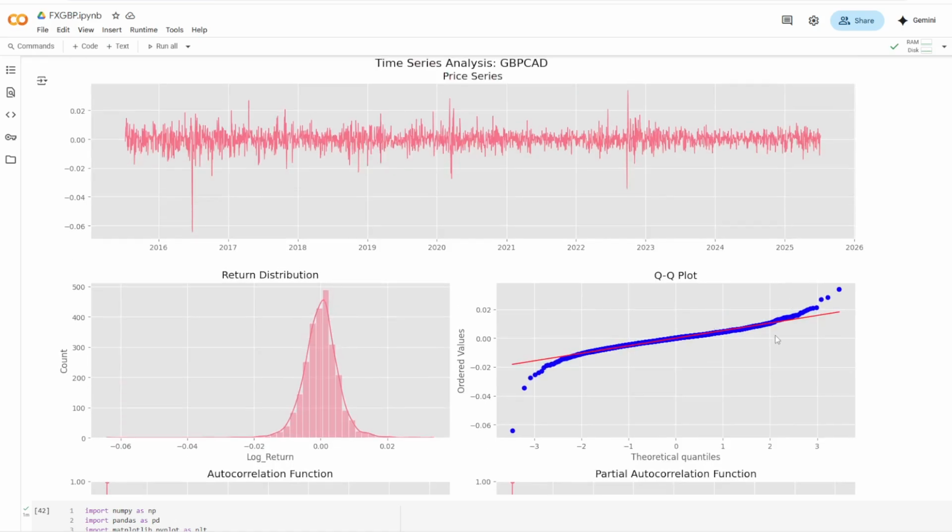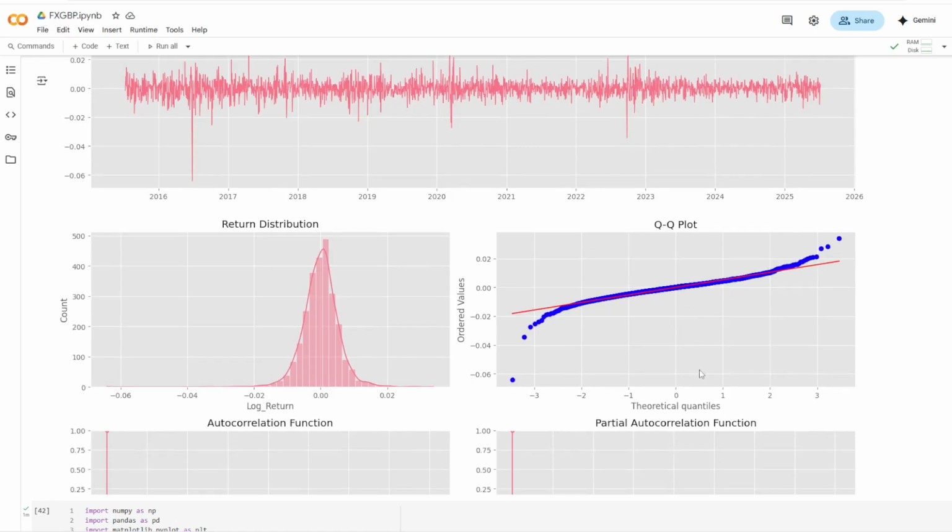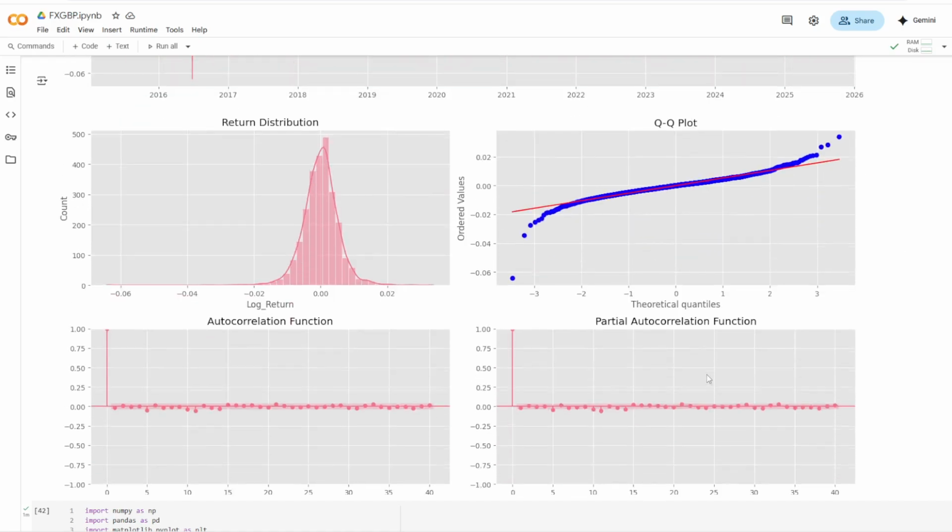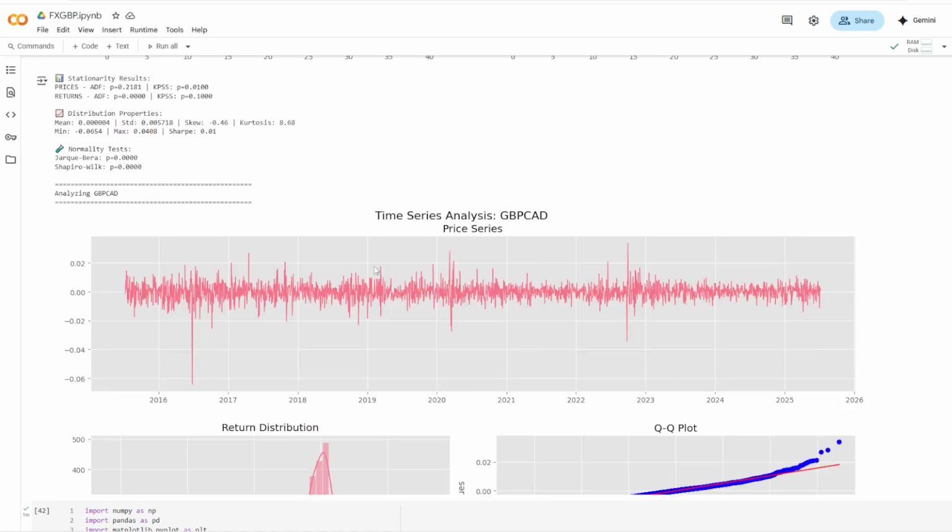Here we have a quantiles plot, the quantile chart, and again those dots here and here are very far from the normal distribution on the red line, and so those are the outlier values. That's the price series.